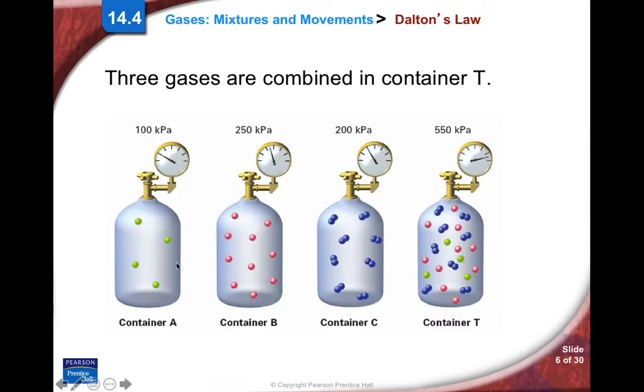And then this is another image from your textbook. In container A, we've got a pressure of 100. Container B, a different gas has a pressure of 250. Container C, a different gas, 200. Put them all together at the same temperature, and they will give you a total pressure of 550: 100 plus 250 plus 200 equals 550. Each one contributes a little bit more.